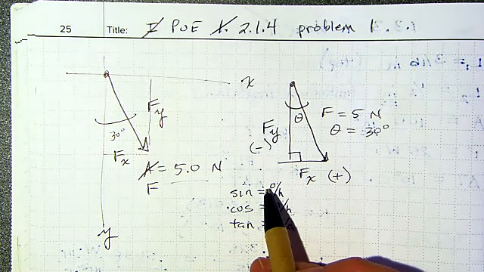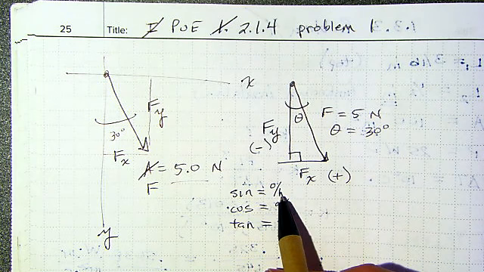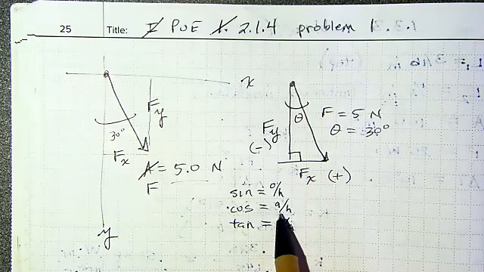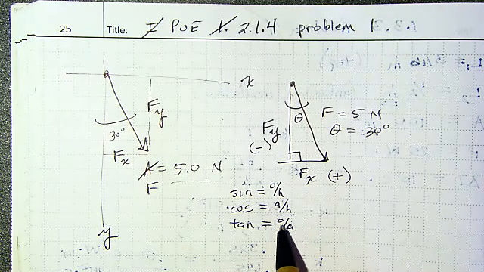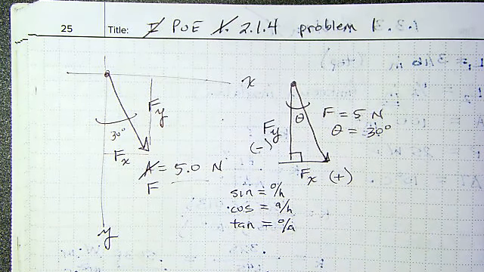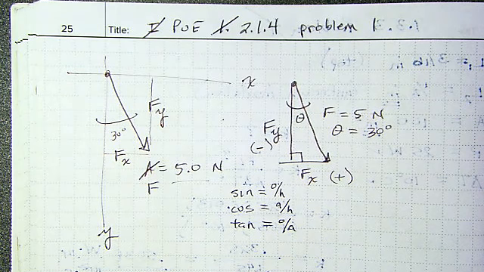The O stands for opposite, the H stands for hypotenuse, the A stands for adjacent. And the opposites and adjacents and hypotenuses, what in the world are these things?